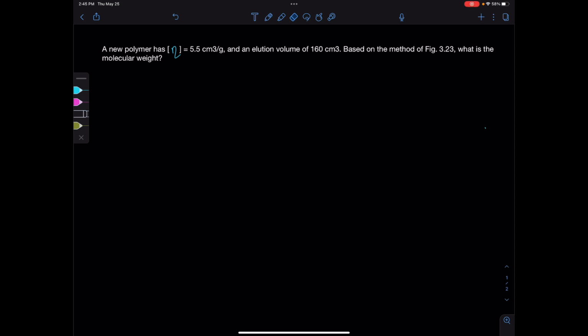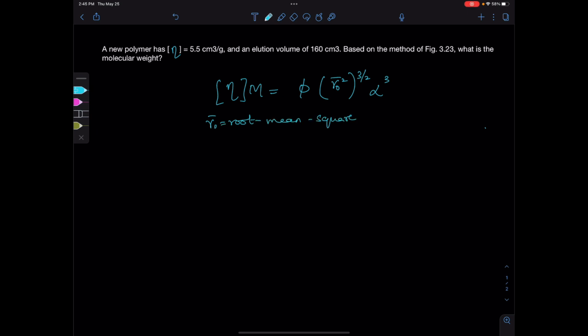Now, we know from the Mark-Houwink-Sakurada equation that eta times m equals phi r0 squared to the power 3 by 2 times alpha cube, where r0 is the root mean square end-to-end distance of the polymer chain.